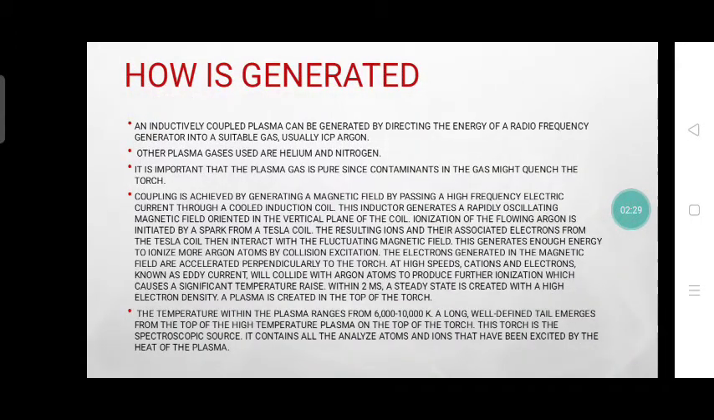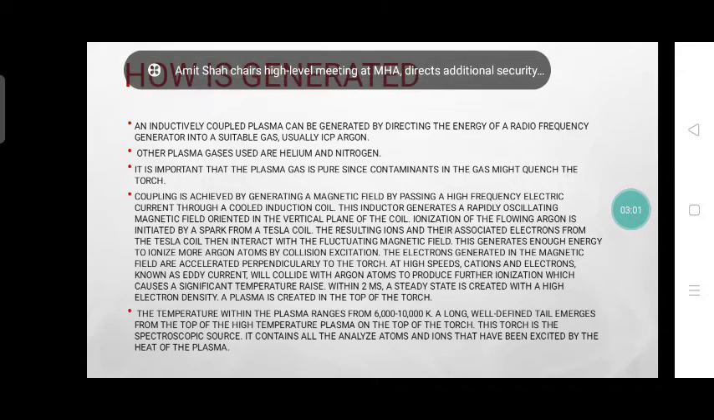How is ICP generated? An ICP can be generated by directing the energy of a radio frequency generator into a suitable gas, usually argon. As I told, other gases can be used, but due to contaminants, argon gas is used in ICP. Coupling is achieved by generating a magnetic field by passing a high frequency electric current through a cooled induction coil.